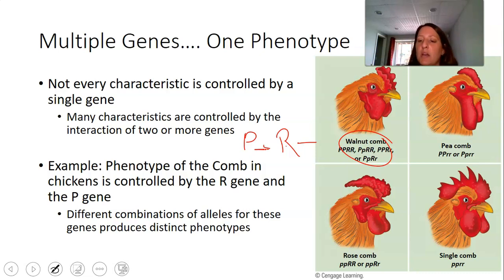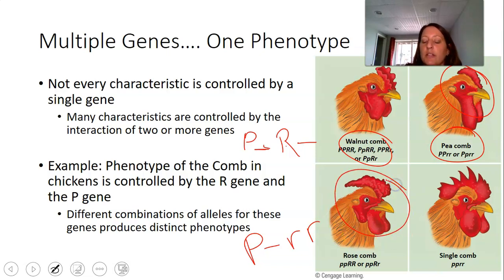Okay? The P comb, the same thing, we can do some shorthand here. We could say big P dash little r is going to give you the P comb. So if it's big P or big P, little r, both of those will give us this phenotype of the P comb. The rose comb, which looks like this on this chicken, is coded for by little p, big R dash. So big R or big R will give us that phenotype.